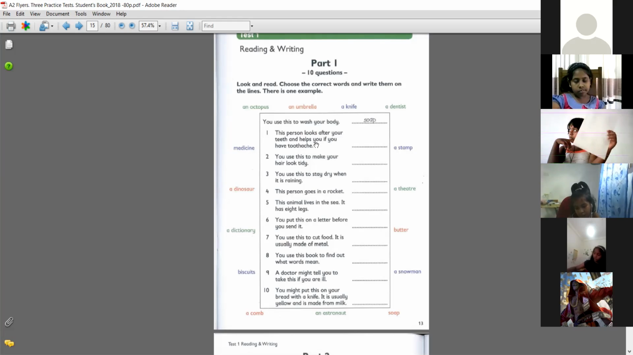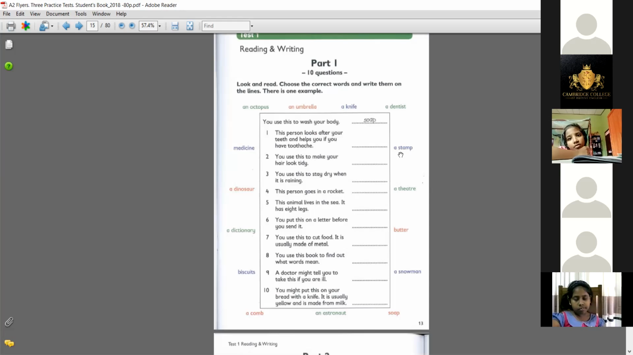Here you may have a small problem. Now, what does it say? This person looks after your teeth and helps you if you have toothache. You quickly go around the words and see medicine, and the word medicine also fits a little, right? Then you write it down, because you are in a hurry. So that is wrong, that is not the relevant answer for this question. So what is the answer? The relevant answer is dentist, the person who treats your tooth or teeth. Most of you wrote medicine, but we say dentist.